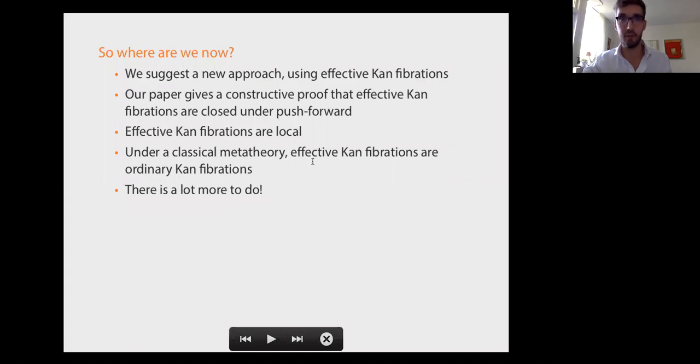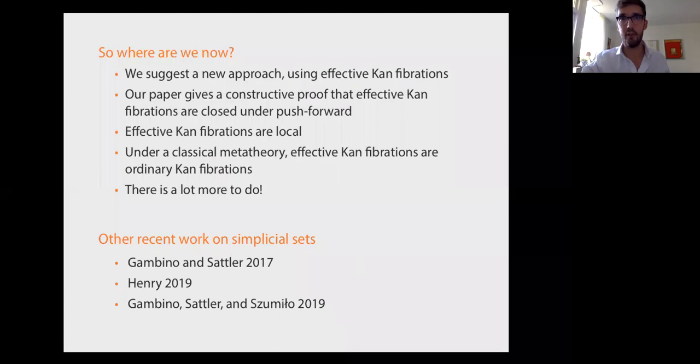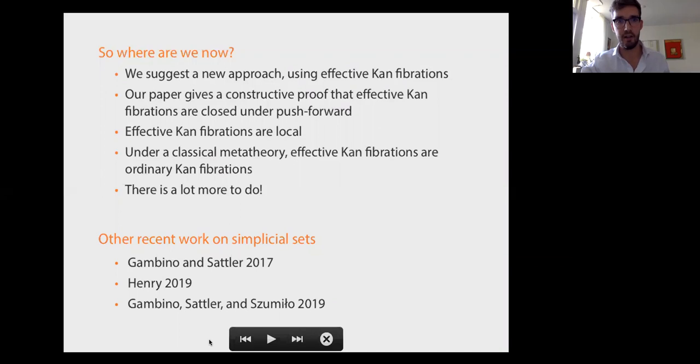Every effective Kan fibration is an ordinary Kan fibration, and the converse holds using some non-constructive axioms. There is some other work that has been done on simplicial sets. As I already talked about Gambino and Sattler, there's more recent work trying to push ordinary Kan fibrations to their theoretical limit. It turns out that not all hope is lost due to this counterexample. I should definitely mention Henry, Gambino, Sattler, and Shumilo.